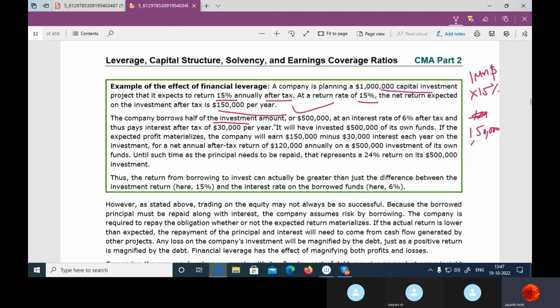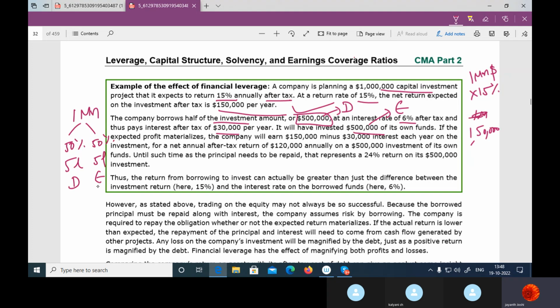The company borrows half of the investment amount, that is of this capital investment they borrowed this much. Can I say this is debt? Yes. And they have to pay interest of 6%, so that is $30,000 per year. What you invested is equity, right? See, what you borrowed is debt, what you put from your pocket is equity. So that 1 million has 50% debt, that is 5 lakhs, and 50% equity, that is 5 lakhs.